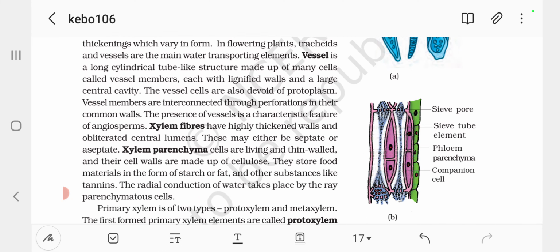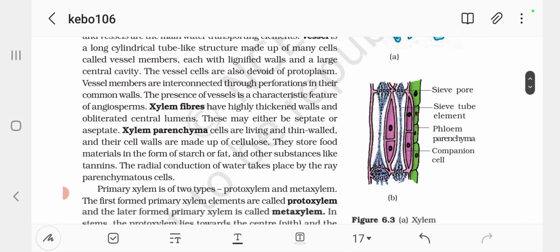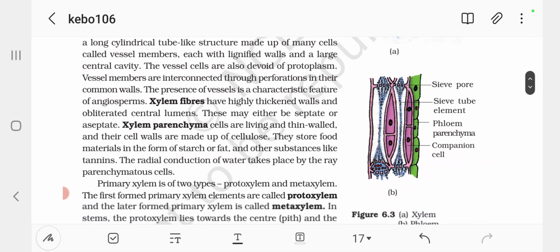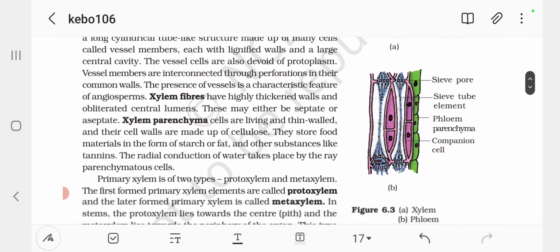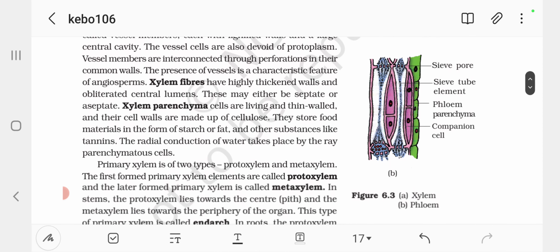Vessel is a long cylindrical tube-like structure made up of many cells called members, each with lignified walls and a large central cavity. The vessel cells are also devoid of protoplasm. Vessel members are interconnected through perforations in their common walls. The presence of vessels is a characteristic feature of angiosperms.